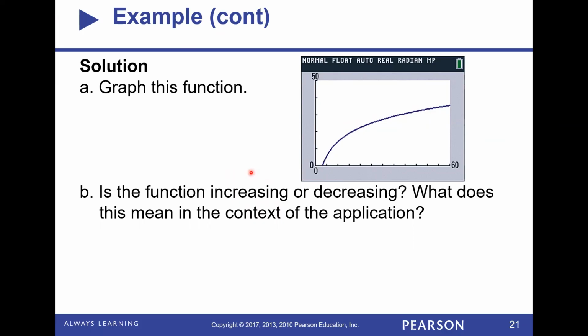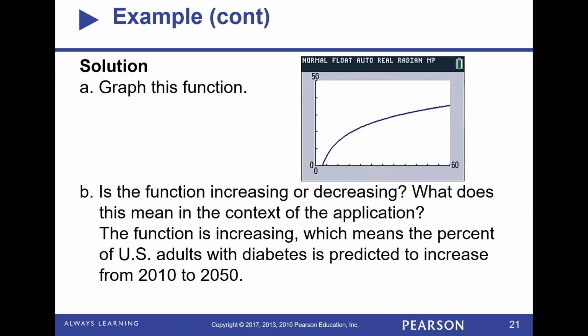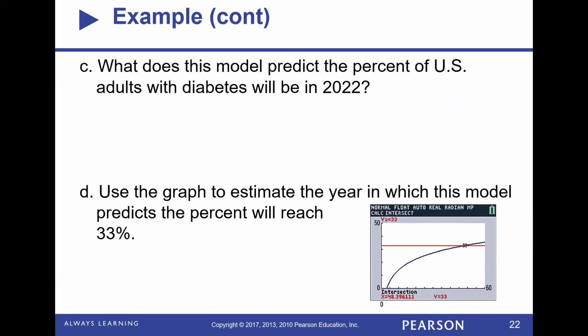Okay, so the function's increasing, which means, again, we're increasing what? What's going up? Well, remember, these were the percents of people with diabetes. And these are the years. So as I go this way, my years increase, and the percent of diabetes also increases. That literally just answers your question right there. So the function's increasing, which basically means the percent of US adults with diabetes is predicted to increase between our years.